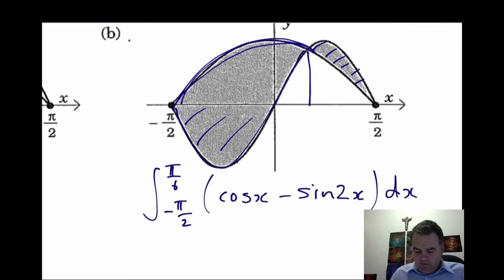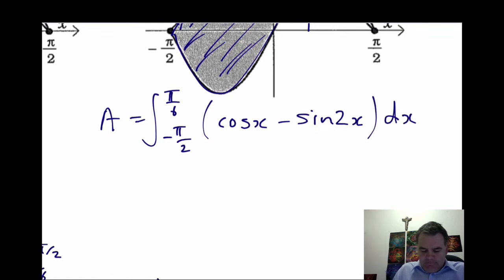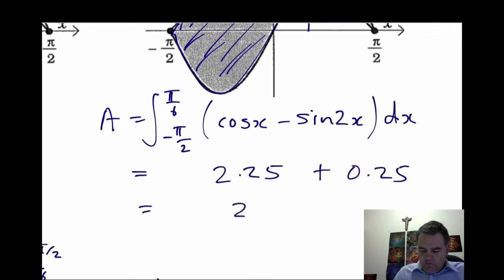So we'd say cos of x minus sine 2x with respect to x. That area there will give me that bit there, and then we can add on the value that we found from the previous one. If you work that out, you should get 2.25 for that. We add on the 0.25, and your final answer is 2.5 units squared.